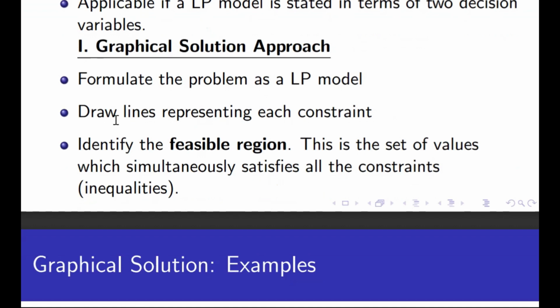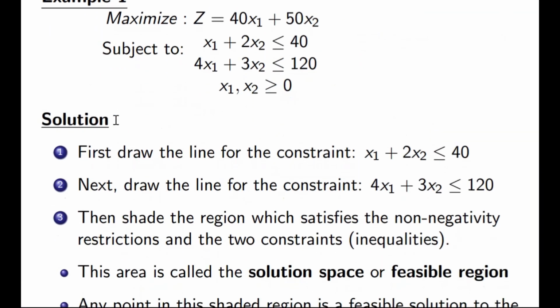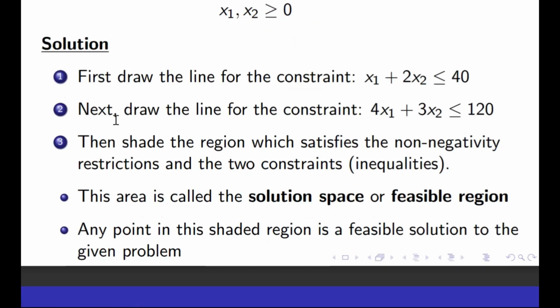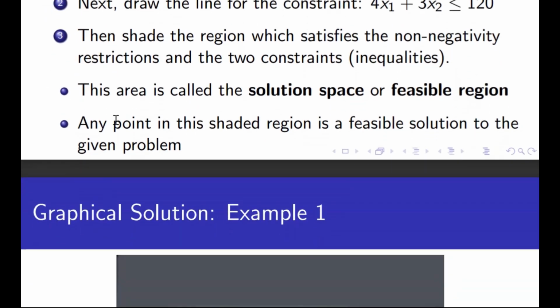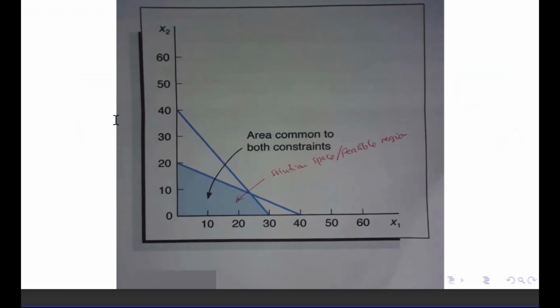Identify the feasible solution. So we have an example. First, draw the line of the constraint x1 plus 2x2 is less than or equal to 40. Next, draw the line for the constraint 4x1 plus 3x2 is less than or equal to 120. Then, shade the region which satisfies the non-negativity restriction and the 2 constraints. The area is called the solution space or the feasible region. Any point in this shaded region is a feasible solution to the given problem. Below, we see that.